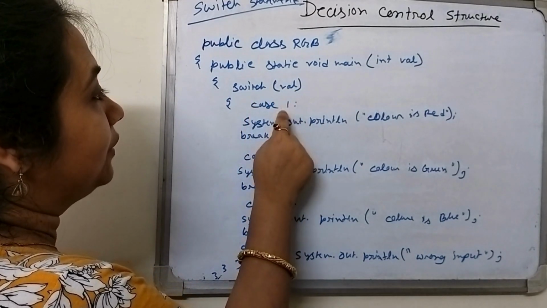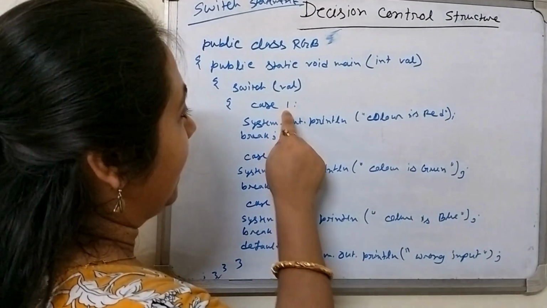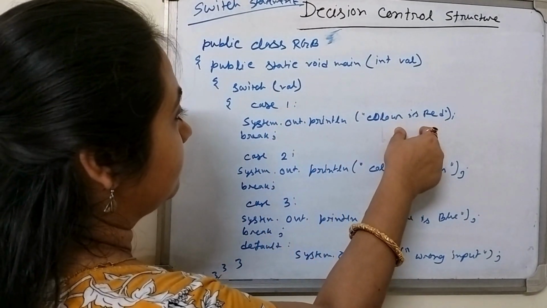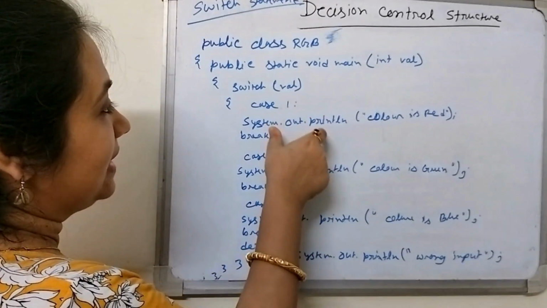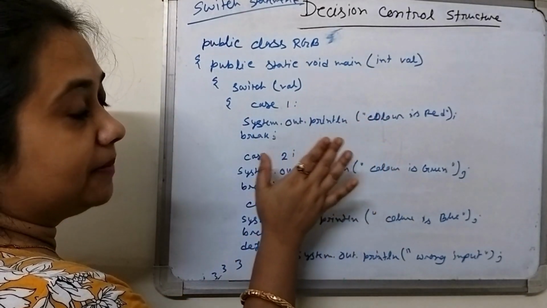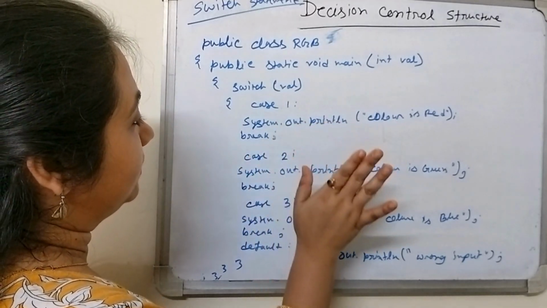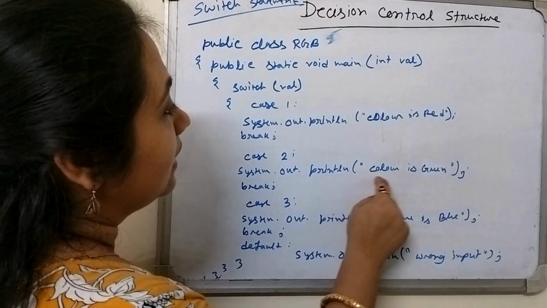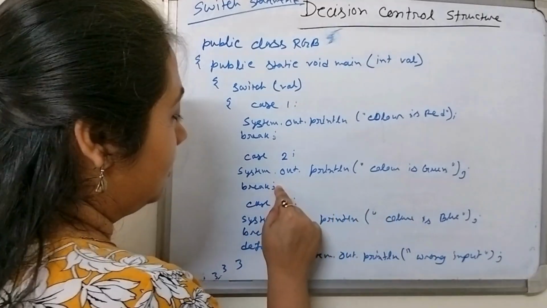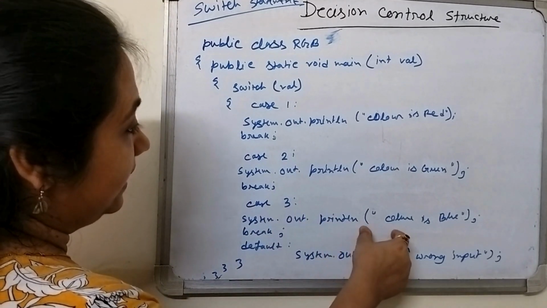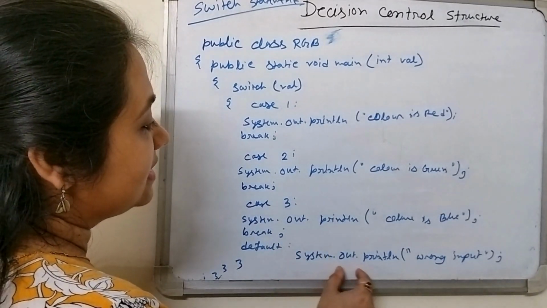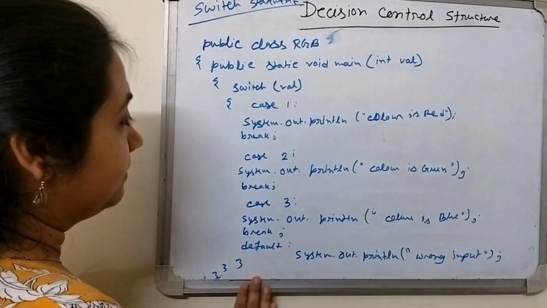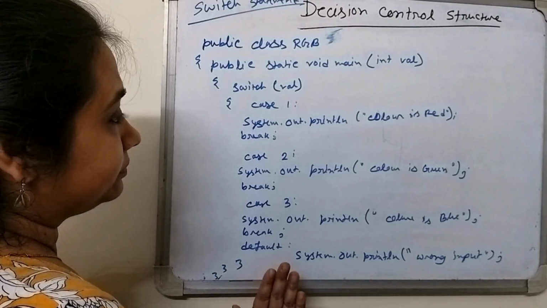In the first case, what will happen? If the first case matches, then color is red. Next, it will be executed, then it will break. The program goes outside of the switch. Next, case 2: color is green, again the break. Case 3: color is blue, break. Default will be System.out.println, wrong input, and the program will end.